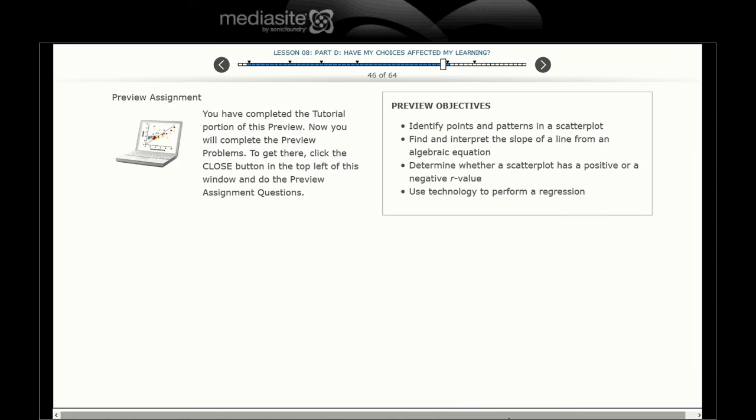So let's see, we identified points, we interpreted the equation, we figured out positive and negative R values, and we performed regressions. Not too bad for this video.